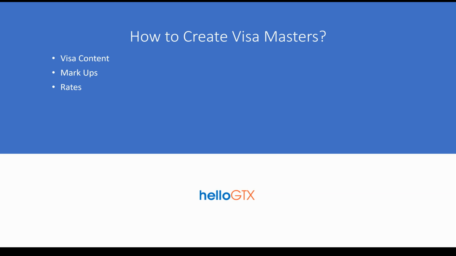Generally, if you get a query for a Singapore visa or UAE visa, the content that we have to share with the client is always the same. So if it's a business visa, tourist visa, student visa, or any type of visa, your content will always remain the same. Your costing is also the same. It is only the markup that gets changed, right?